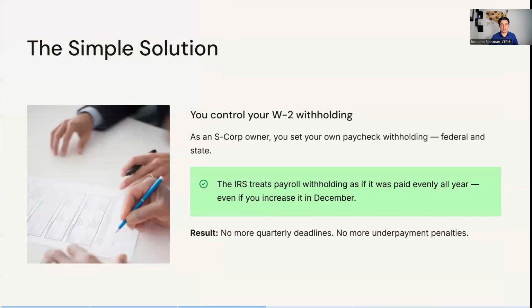So the solution to this, and really the reason why I said S-corps only for this, is that you can actually adjust the salary that you pay yourself, your W-2 income, to pay your taxes throughout the year, where you don't have to do any type of quarterly tax payment.